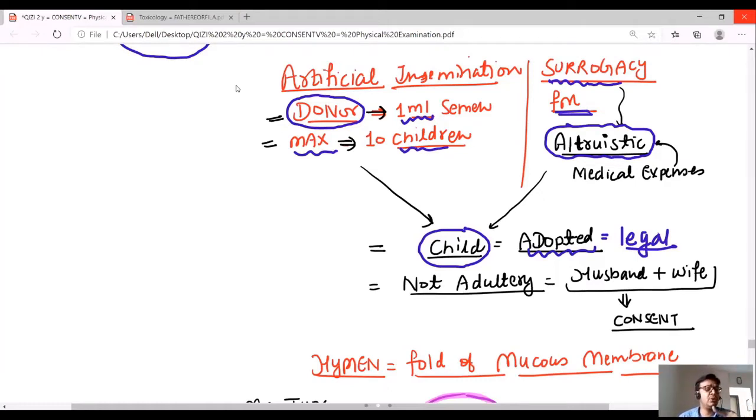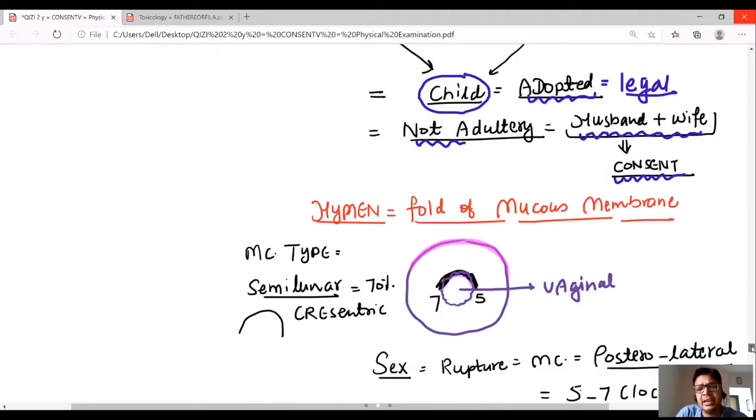It is not adultery. In artificial insemination and surrogacy, we are taking help of another person, another donor, but it is not adultery. Why is it not adultery, sir? Because husband and wife both are giving consent. So, sir, for surrogacy as well as for artificial insemination, consent is taken from husband as well as wife.